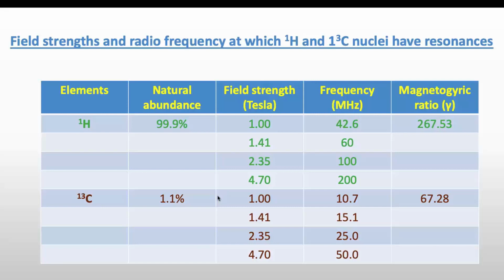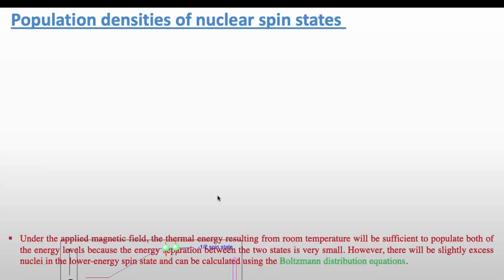magnetogyric ratio. So now we can conclude that the energy gap between these two spin states depends on the applied magnetic field as well as the magnetogyric ratio of the nucleus, which is constant for each nucleus. Now we will see how the population densities affect the NMR spectrum.